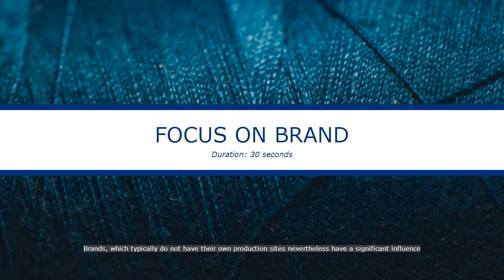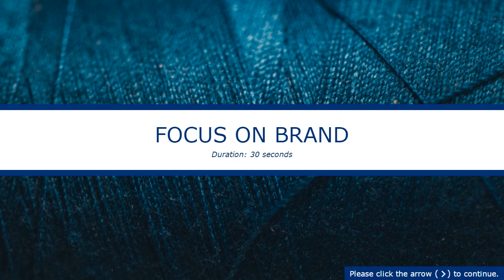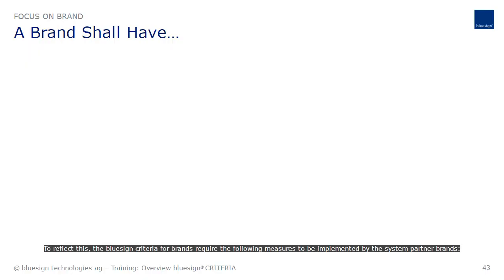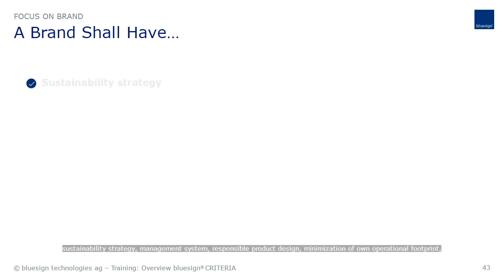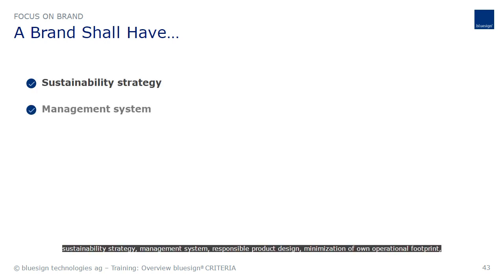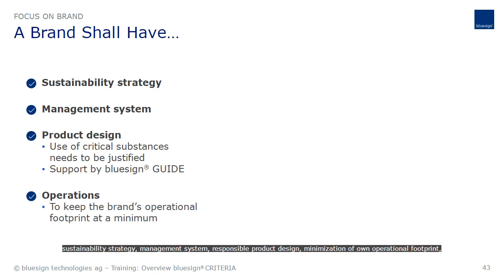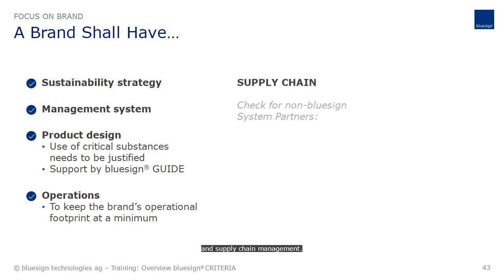Brands, which typically do not have their own production sites, nevertheless have a significant influence on the sustainability of the textile industry. Please click the arrow to continue. To reflect this, the Bluesign criteria for brands require the following measures to be implemented by the system partner brands: sustainability strategy, management system, responsible product design, minimization of own operational footprint, and supply chain management.